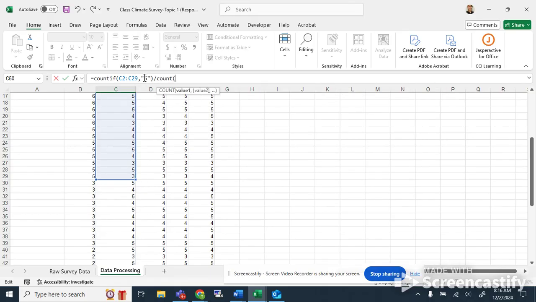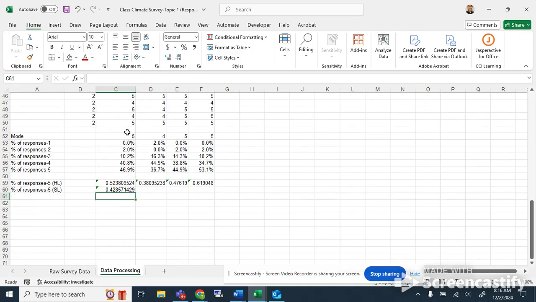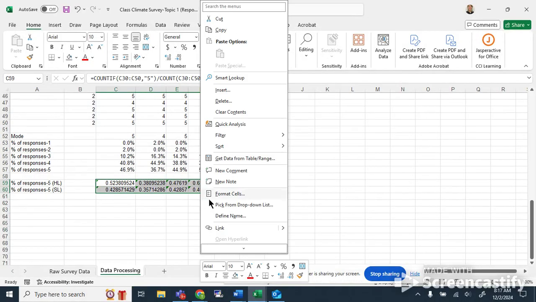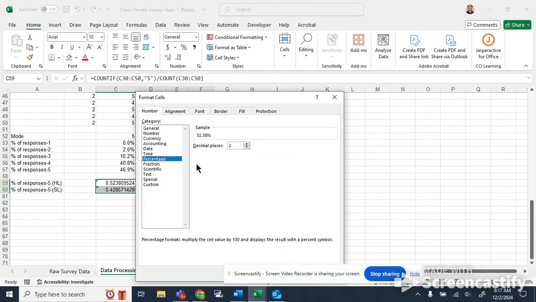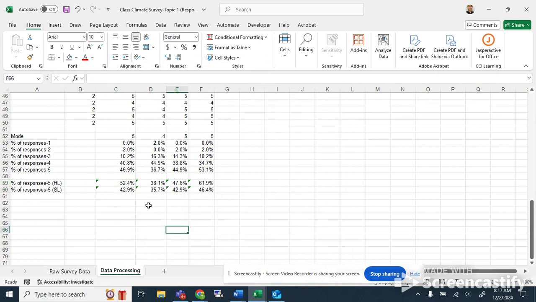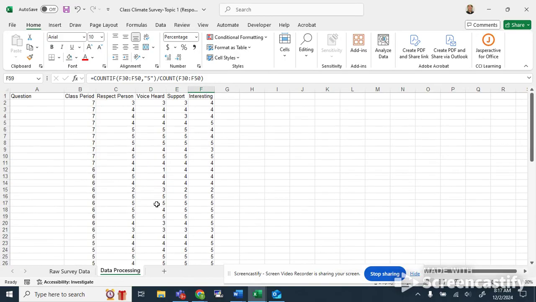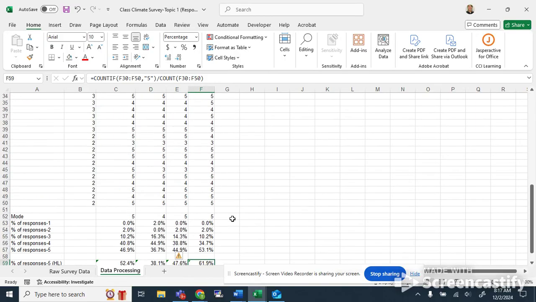I'm doing this count formula again just to have a percentage, because sometimes, especially with comparing SL and HL, where there's a different number of overall people, it's better to have a percentage because that way it's kind of normed and it's a little bit easier to compare. Again, just to make these numbers a little bit nicer, I can format cells, percentages, and I'll make it 1 decimal place. Okay. And now I can see some data. For example, HL generally has better scores than SL. So that might be something to look at.